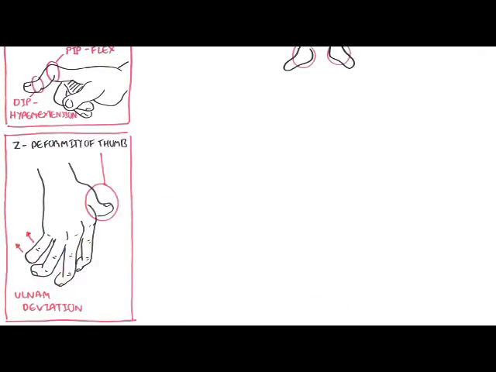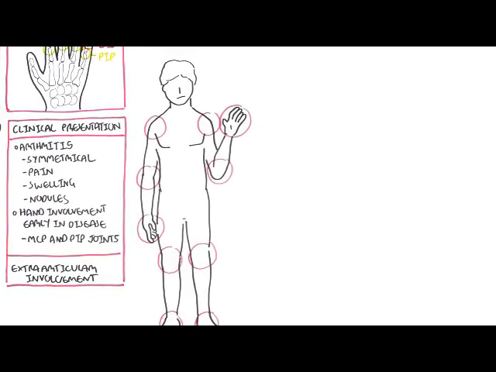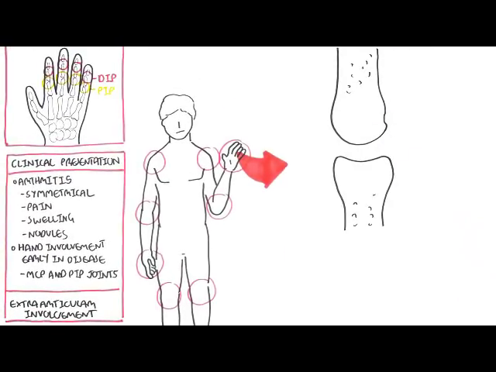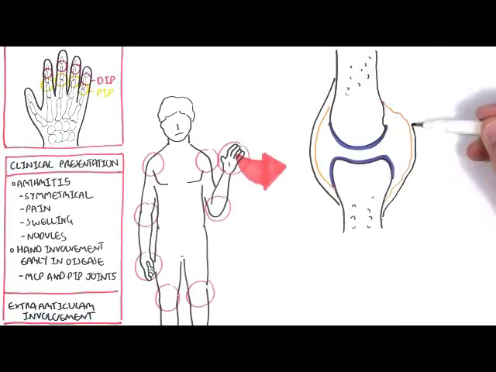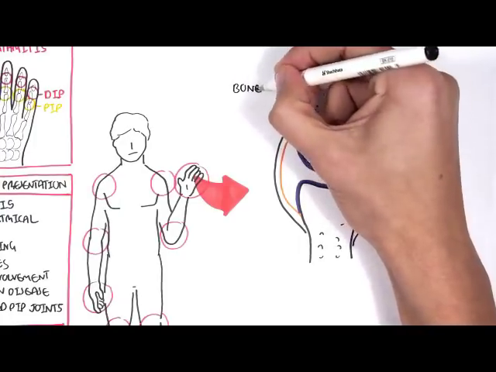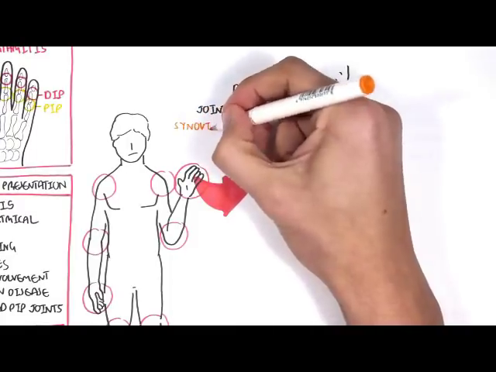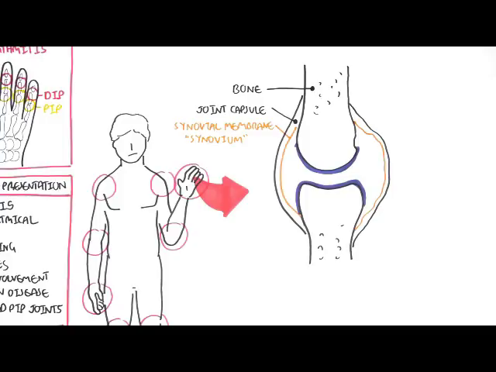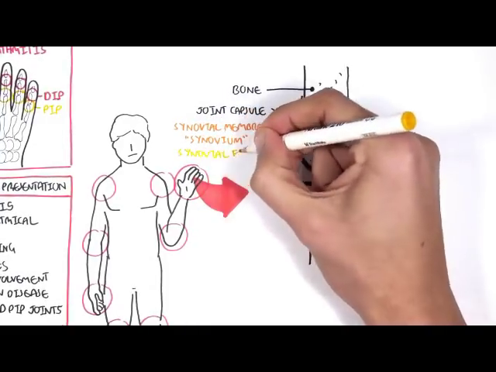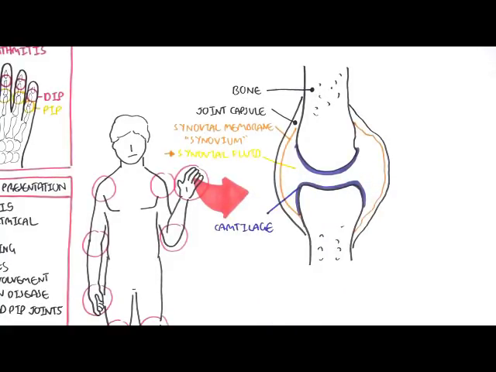So those are the features of the hands in rheumatoid arthritis. Let us actually look at what happens inside the joints. So let us zoom into a finger here. And just to recap the anatomy, here we have the bone, the joint capsule, the synovial membrane, also known as a synovium. The synovial membrane produces the synovial fluid, which helps in lubrication, as well as supplying nutrients to the area. Then we have the cartilage here in blue.